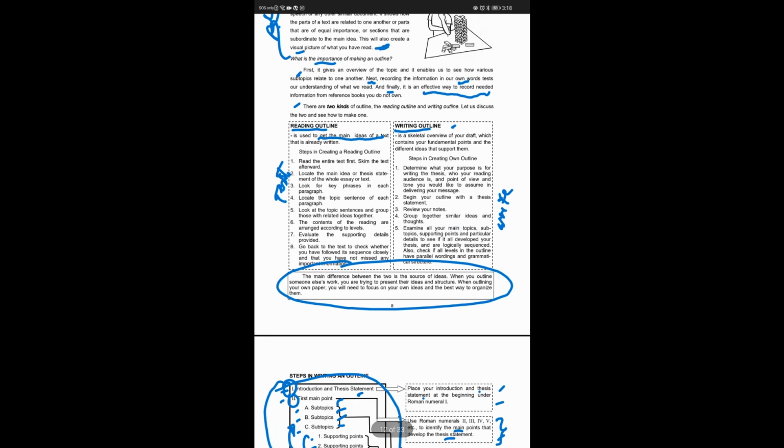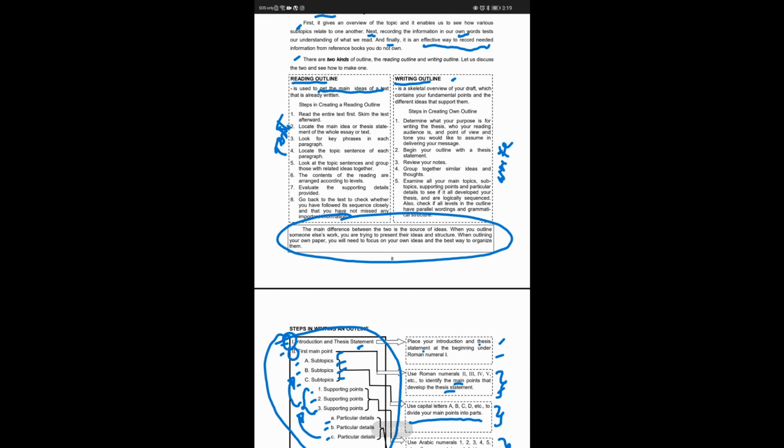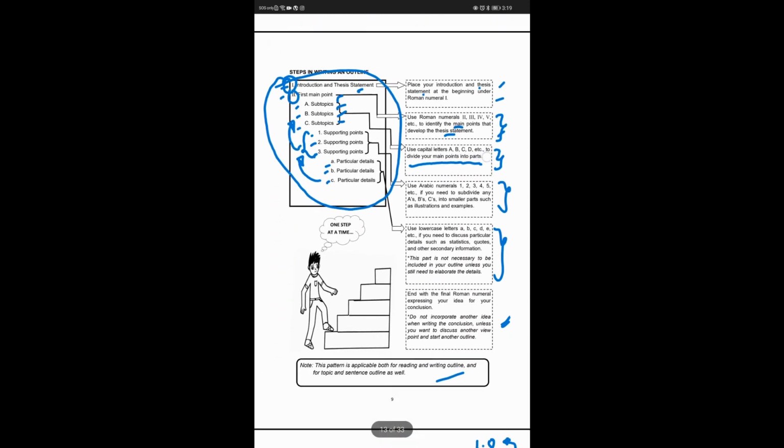And then there are 2 kinds of outline. We have the reading outline, again from the word read. So when you read a book or a paper or an essay, and then you need to get information from there, what you use is the reading outline. Okay? And the writing outline naman from the word write is the outline you use when you're about to write a paper. Okay? Kumbaga ito yung guide mo sa pagsusulat mo ng essay mo or sa paggawa mo ng research mo. Okay?